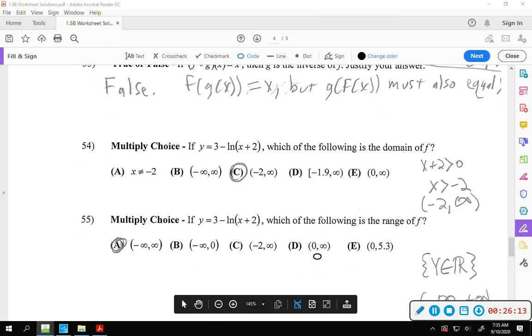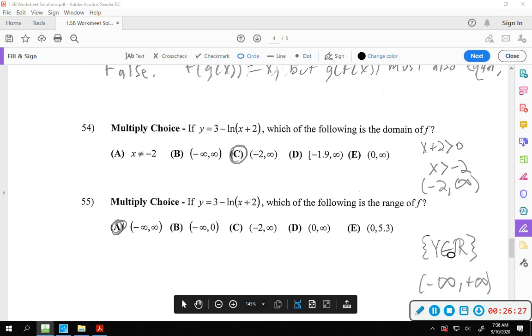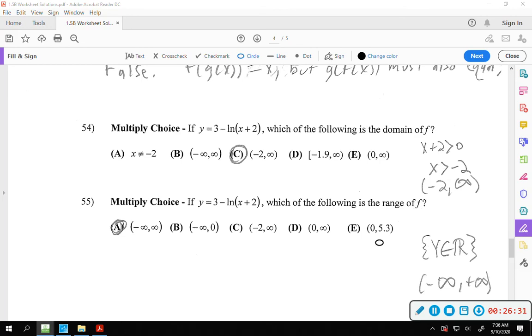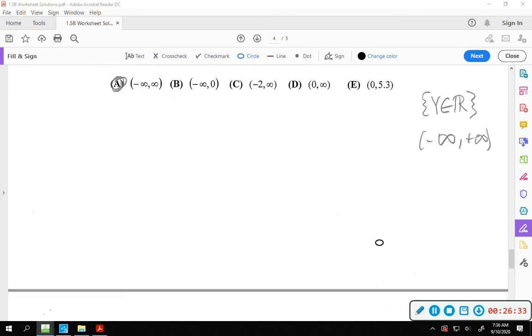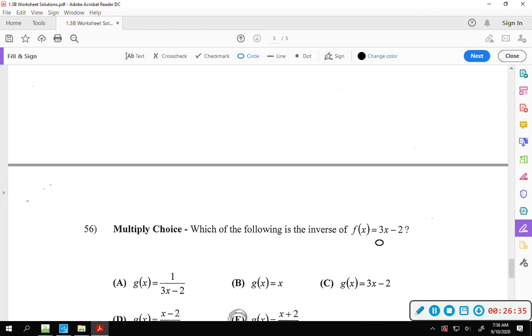Which of the following is the range? Now the range is a little bit different situation, right? We have a vertical asymptote for logarithmic functions. But this natural log function is going to go up forever. It's going to go down forever. It's all real numbers. A typical range for most logarithmic situations is all real numbers. Okay, last few problems here, and we'll be done.